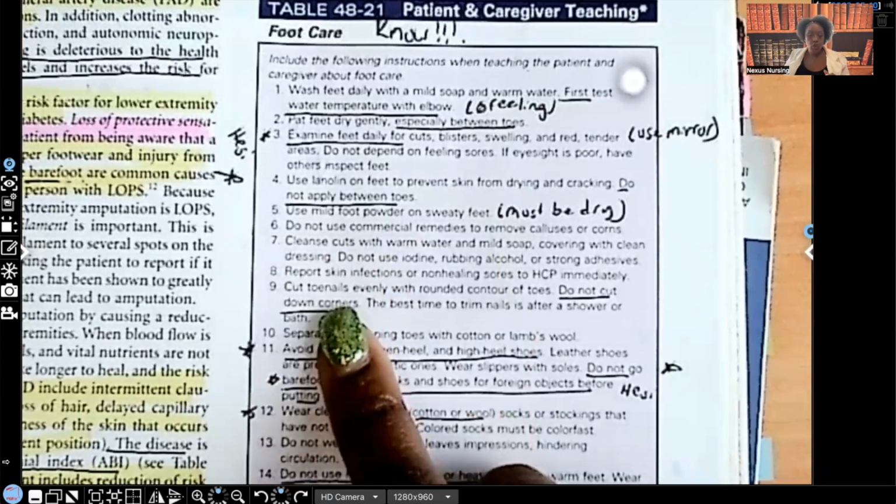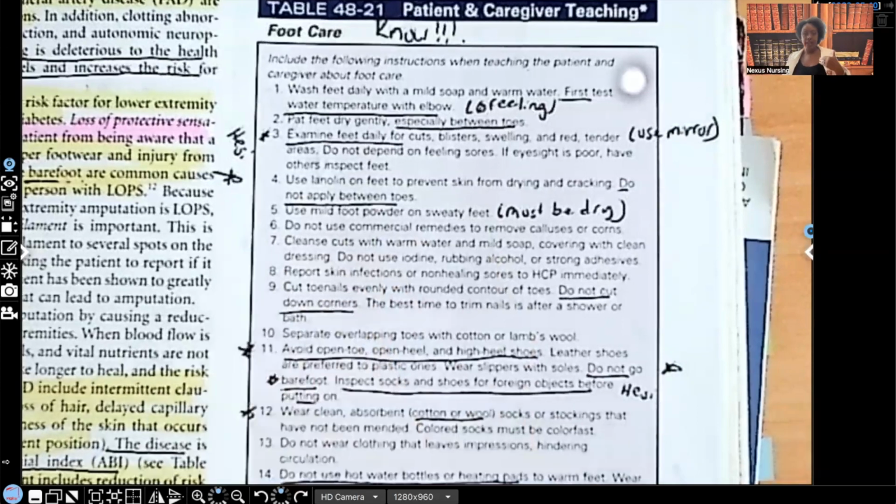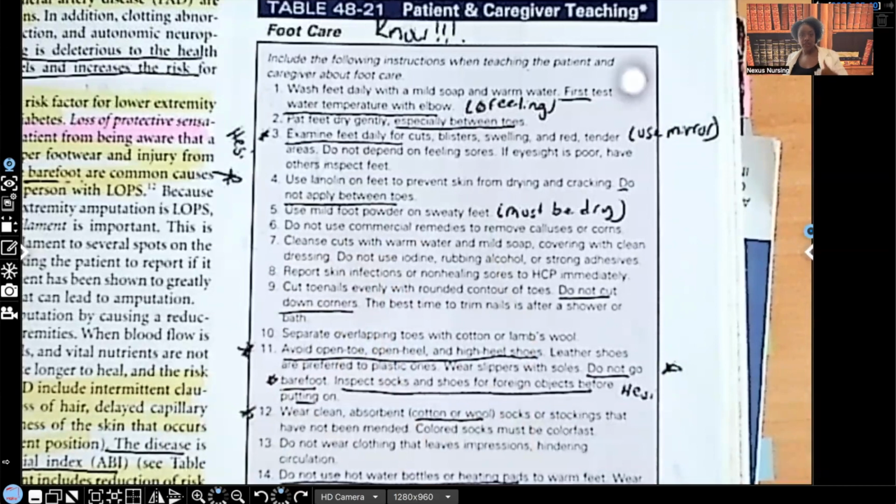Cutting toenails. You're going to listen. As a nurse, you're not going to cut their toenails. You're going to tell them they need to go to their podiatrist for them to be cut. But they can cut their own toenails. What do you think, they're going to go to their podiatrist every month, every week to cut their toenails? No. So they're going to maintain their toes or have a family member or someone do it for them. As a nurse, you're never going to do it.